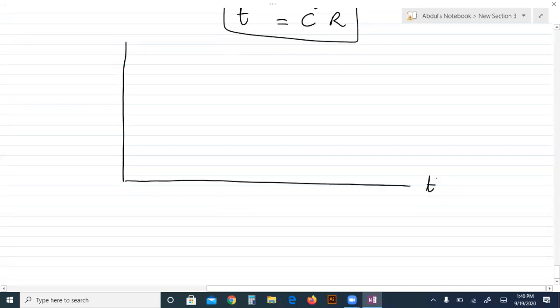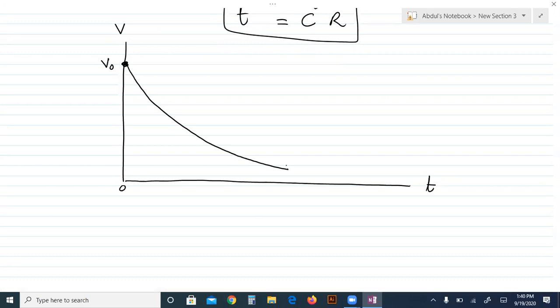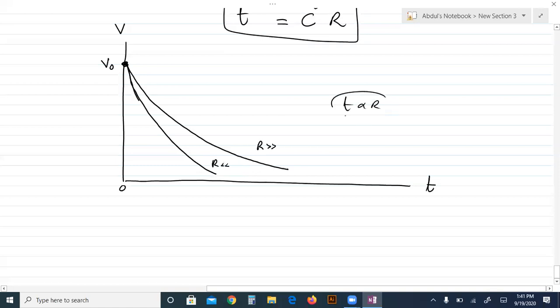Suppose this is time, this is voltage, and this is the voltage of the fully charged capacitor, V0. When it is connected across the resistor, this voltage gradually decreases. Now, this graph depends on the value of the resistance. If the resistance value is small, the graph will be this. When a large resistance is connected, this graph. When small resistance, this one. Because T and R are directly proportional: small resistance, small time; large resistance, greater time.